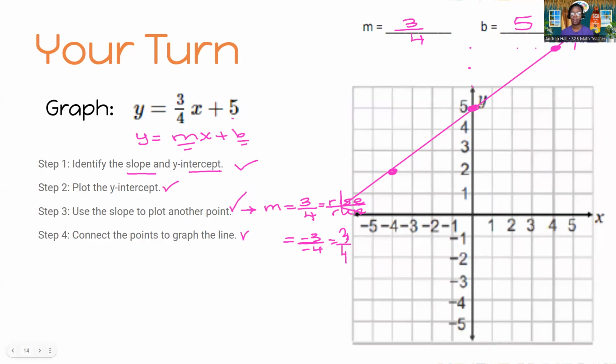All right? Hope you guys got that your turn, and that it all made sense. So that was graphing linear equations using slope-intercept form. Next time, we're going to come in and talk about how we do it with real-world problem situations and also doing it in different forms.